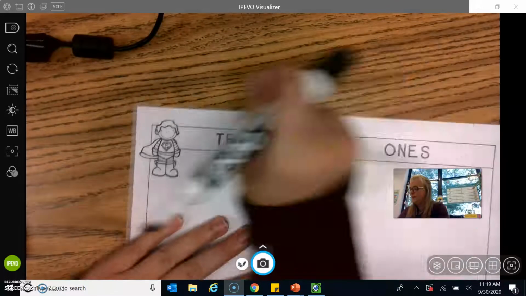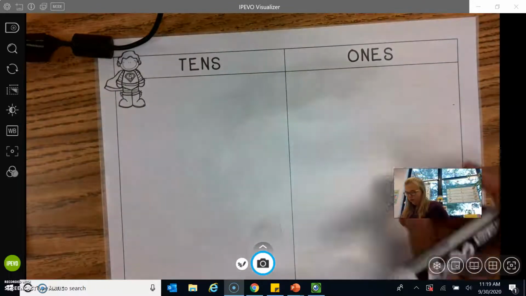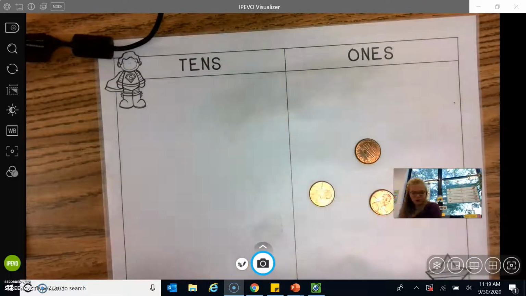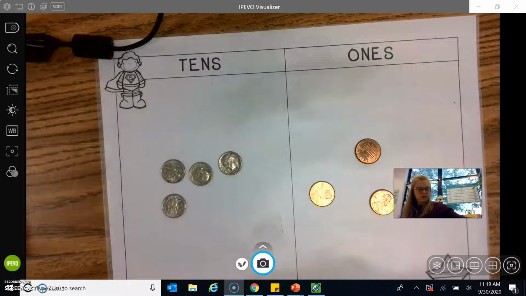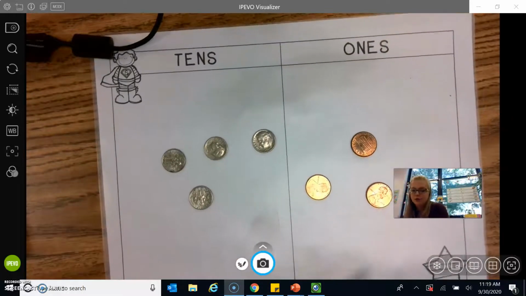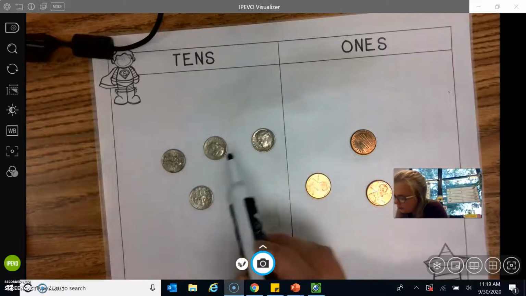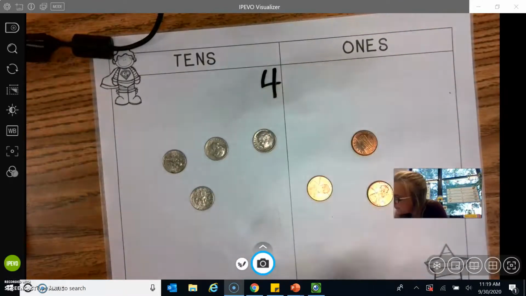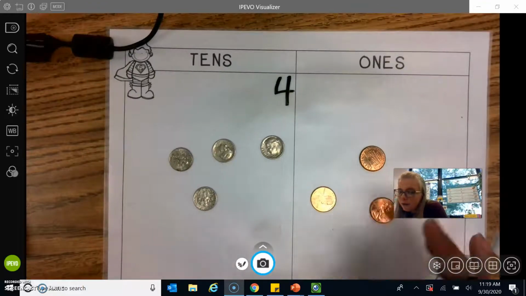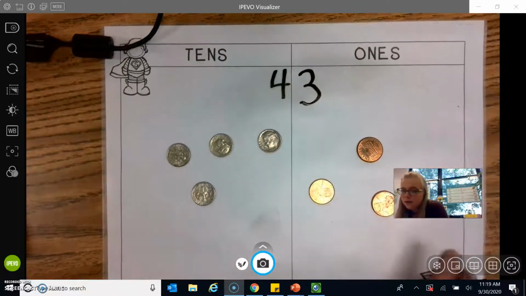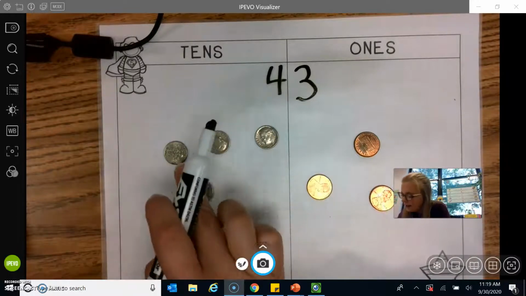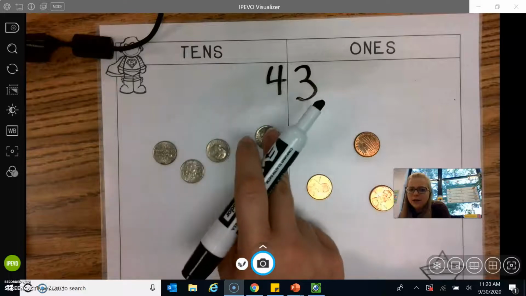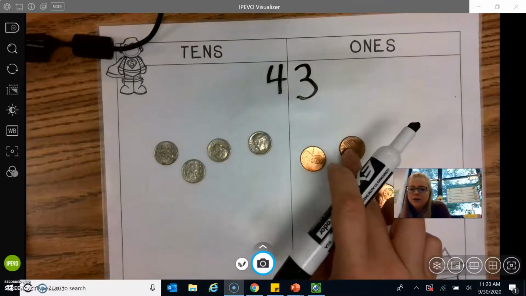Let's try another one. Say we have, let's do 3 pennies. Let's do 4 dimes. Okay? So dimes are equal to groups of 10. So how many 10s do I have? 1, 2, 3. I have 4 10s, and I have 3 1s. So what is this worth? 43, and I can check it. I can say 10, 20, 30, 40, 41, 42, 43.